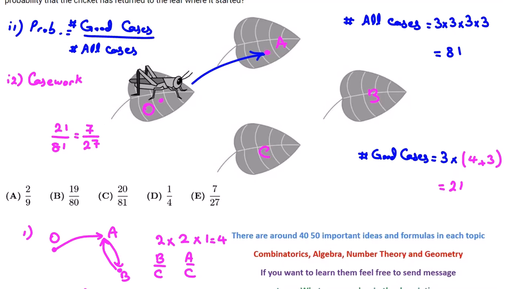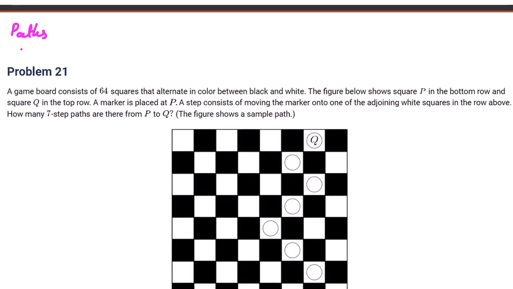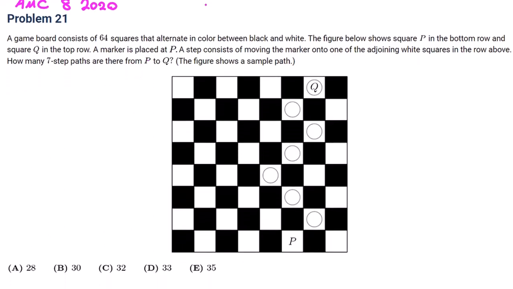Okay, let me tell you one homework related to paths. Here we wanted to calculate the number of paths. In paths, we have 3 important ideas. Let me tell you one problem. The problem is, let me copy it in the next page, related to paths. This problem is from AMC 8 2020. You should calculate again the number of paths. So in paths we have 3 main ideas: numbering, permutation, and levels.